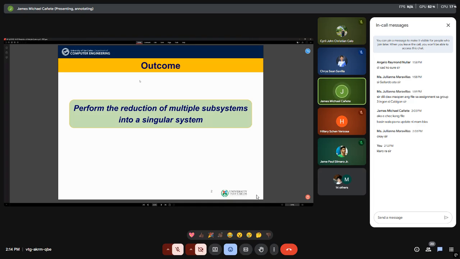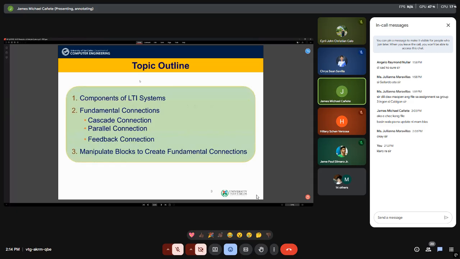So there are concepts you need to understand, but these are relatively simple compared to what you've been through in the previous topic. So this is easy. There are three topics we'll cover. You can ask questions at any point. So we have components of LTI systems, fundamental connections, and three, manipulating blocks or systems to create fundamental connections and overall reduce the system into just a singular block.